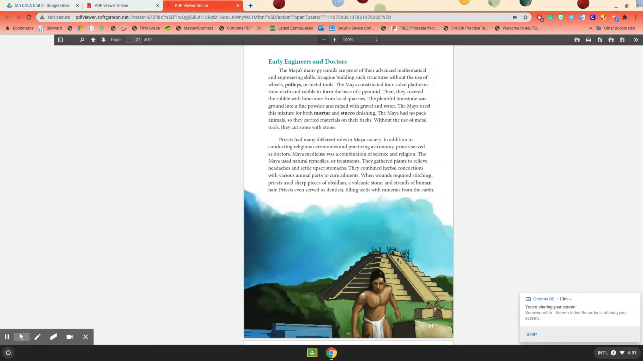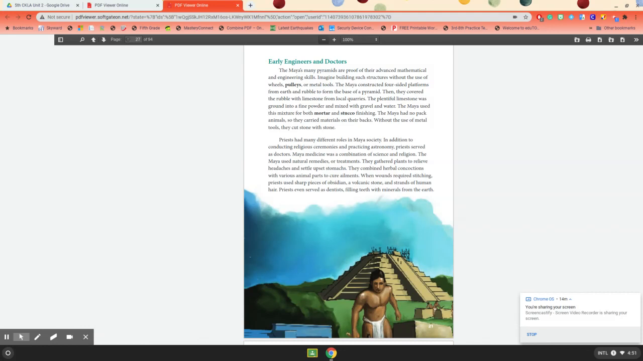The Maya's many pyramids are proof of their advanced mathematics and engineering skills. Imagine building such a structure without the use of wheels, pulleys, or metal tools. The Maya constructed these four-sided platforms of earth and rubble to form the base of a pyramid. Then they covered the rubble with limestone from local quarries. The plentiful limestone was ground into fine powder and mixed with gravel and water. The Maya used the mixture for both mortar and stucco finishing.